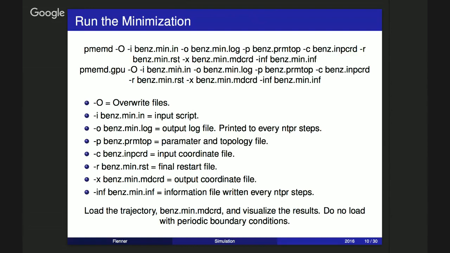Dash C, this is the initial coordinate file. So that first configuration I showed you, this is that initial coordinate file. Then there is the final restart file. You want to print these out so that you can restart the simulation. Dash X designates the coordinate file, the MD's coordinates. So this is the standard way to designate the coordinate files for Amber.